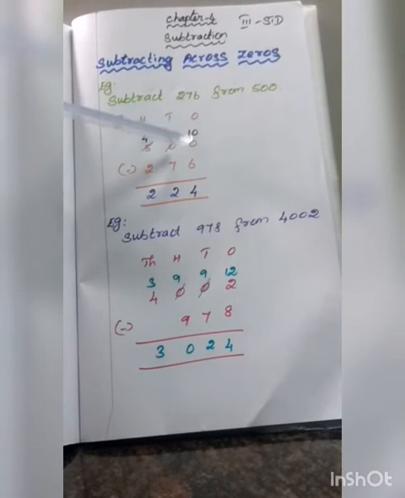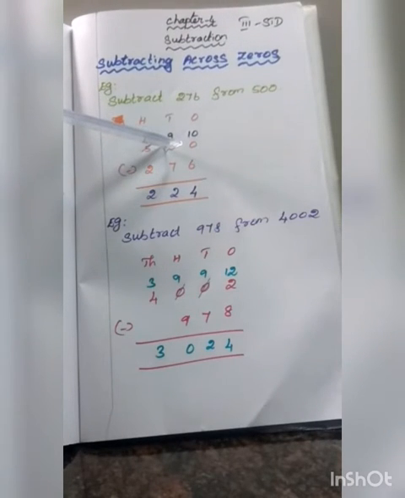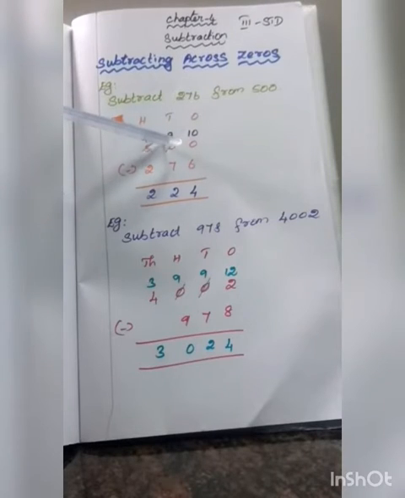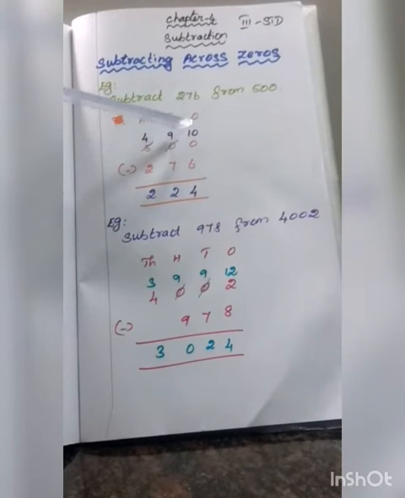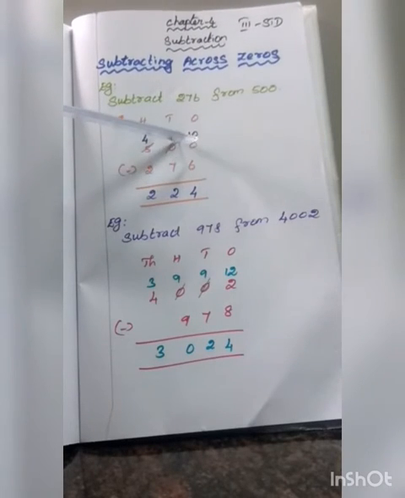Okay. So already in the tens place 0 is there. If you borrow 1 from the hundreds place, the tens place becomes 10. In the tens place the value becomes 10. Now you have to borrow 1 from the tens place. In the tens place 10 is there. So among this 10 you have to take away 1. If you take away 1, the remaining is 9. So you have to strike out this 0 and write 9.